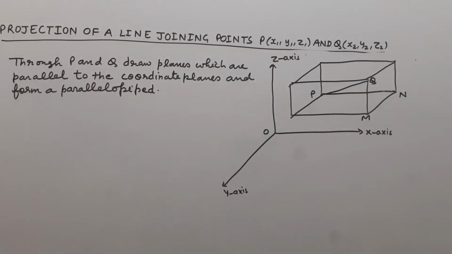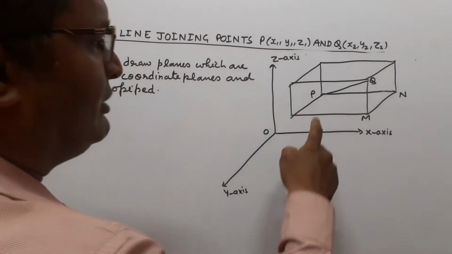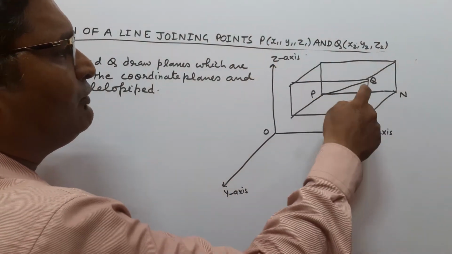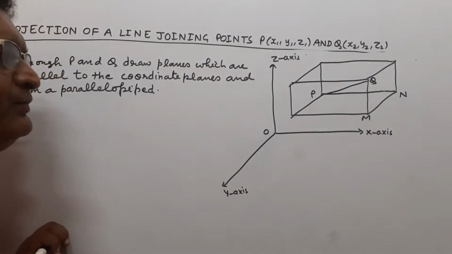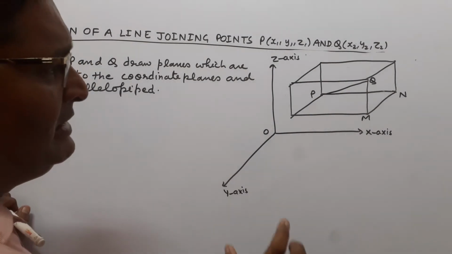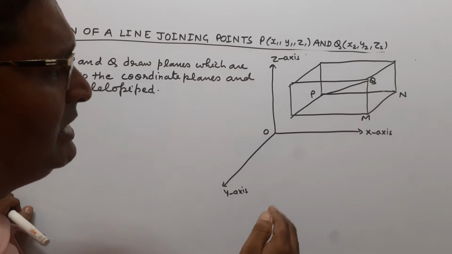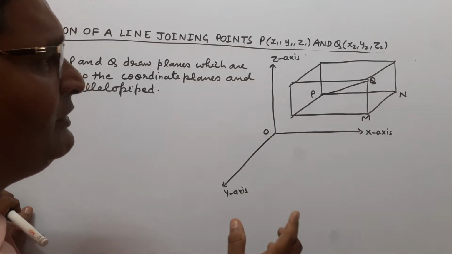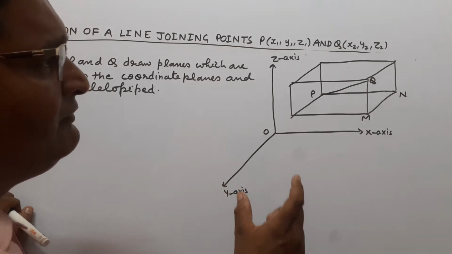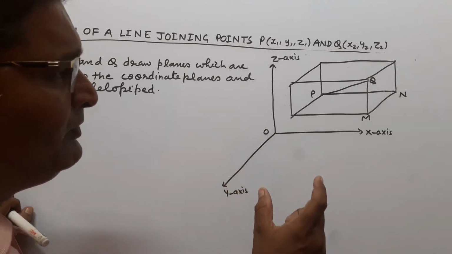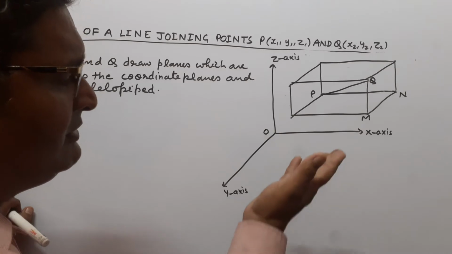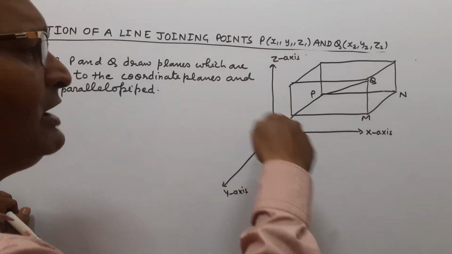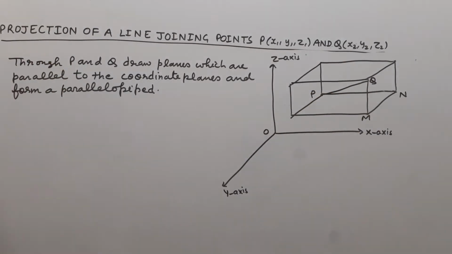We can see in this figure there are 2 points P and Q. Coordinates of P are (x1, y1, z1) and coordinates of Q are (x2, y2, z2). We draw planes which are parallel to the coordinate planes and passing through P and Q, parallel to the xy plane, yz plane and zx plane, and form a parallelepiped.